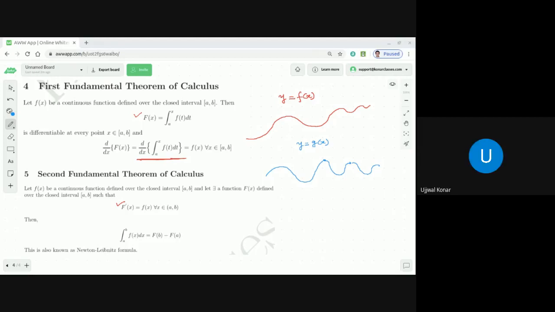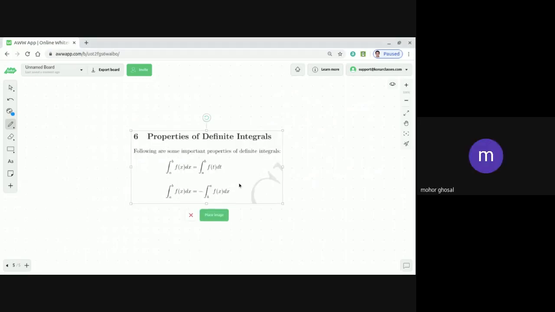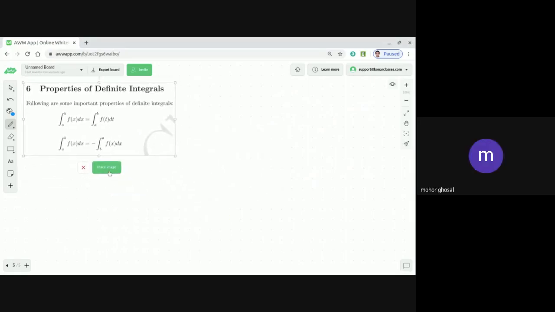Okay. So now in my next few minutes, I'm going to discuss the properties of definite integrals. I hope all of you are able to view the screen, dear students. Yes. So following are some important properties of definite integral.